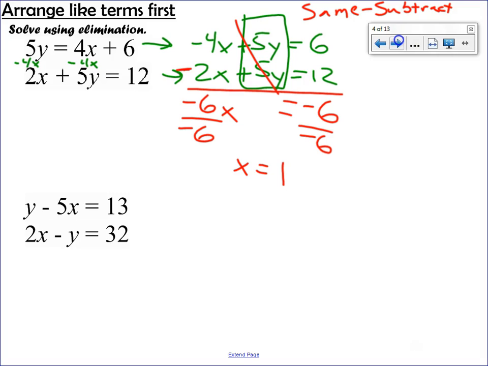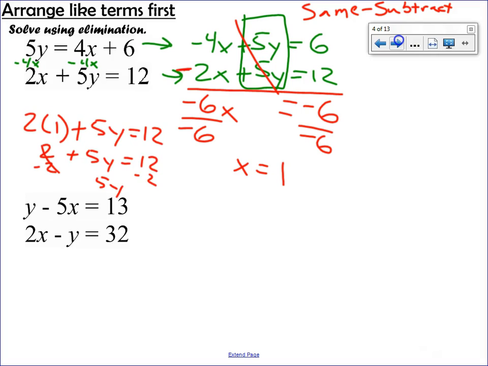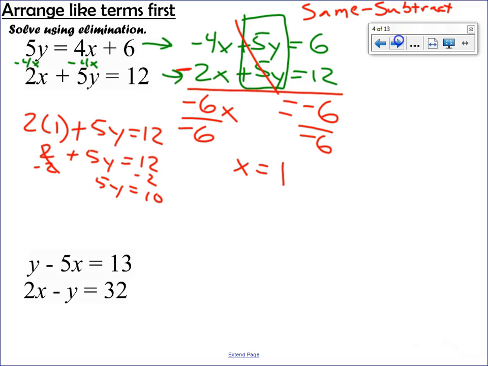Plug it back in. This time I'll plug it into the second equation. So 2 plus 5y equals 12. Subtract the 2, 5y equals 10. And then divide by 5, y is 2. So my coordinate is 1, 2.